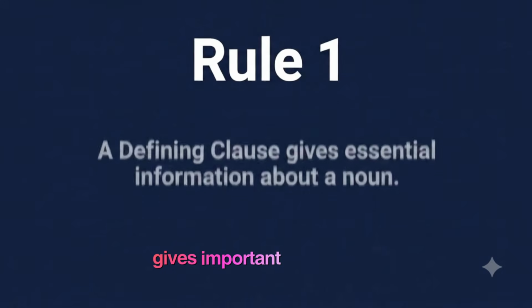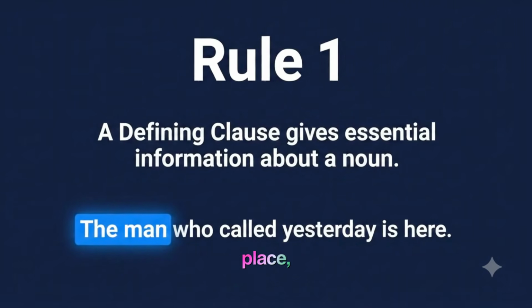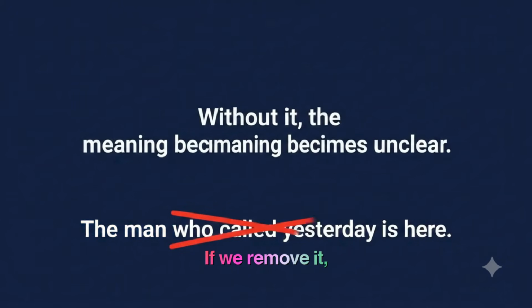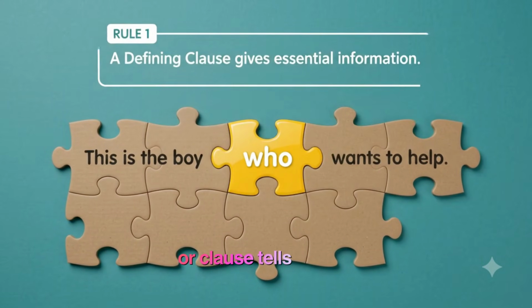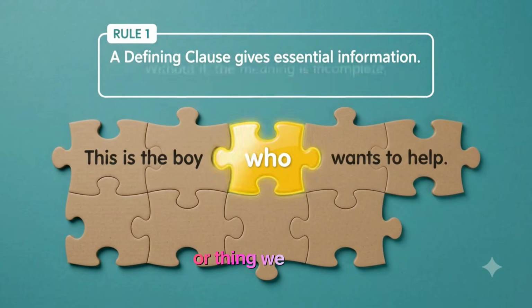A defining clause gives important information about a person, place, or thing. If we remove it, the listener may not know exactly which person or thing we are talking about. A defining clause tells exactly which person or thing we mean.